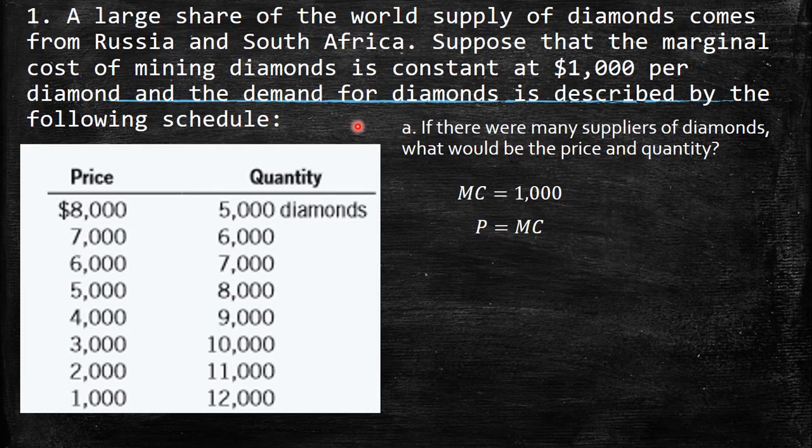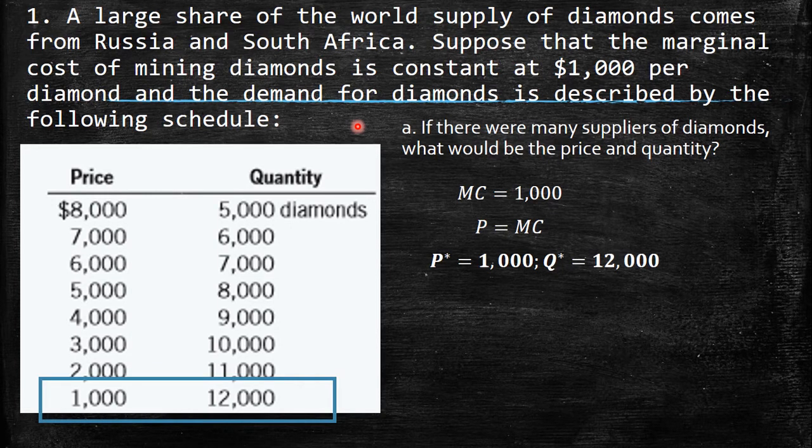So anytime you go to the market, the profits should actually be zero. The price is going to be exactly the cost of that unit. So we identify that the price should be equal to 1,000 and the quantity should be equal to 12,000 diamonds. Okay, so this is the price and quantity in a perfectly competitive market.